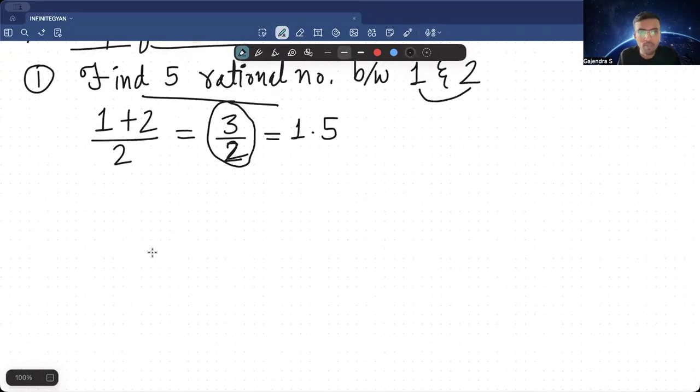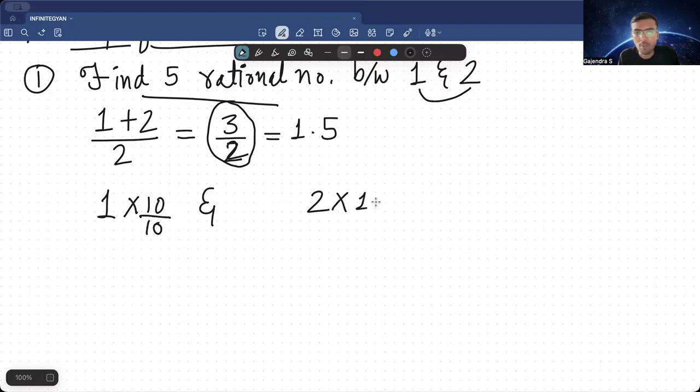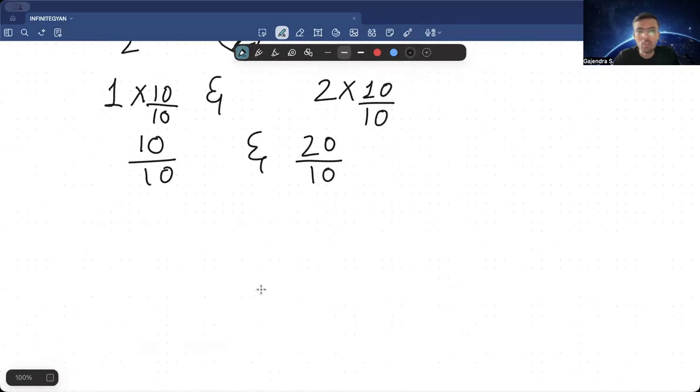Let us understand it like this: I have 1 here and 2 here. So what we'll be doing is multiply and divide by 10 over here, and over here also multiply and divide by 10. So now you have two numbers: 10 by 10 and here you will have 20 by 10. Correct.